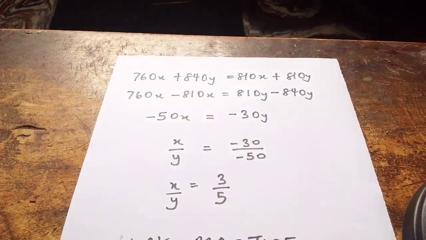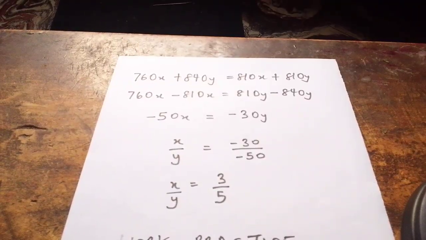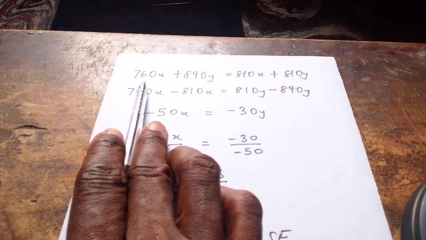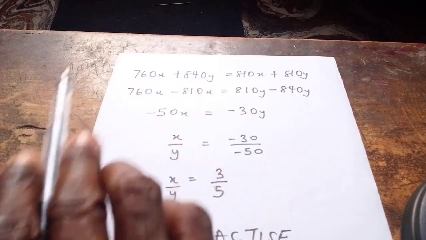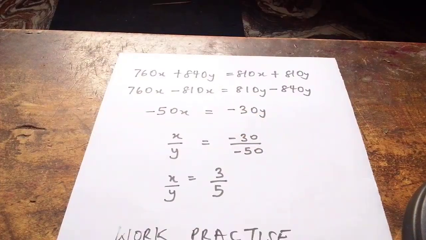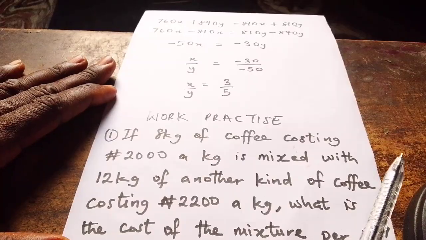So it means that the ratio in which you are going to mix them together, you need to mix, let me say, 3 of 760 naira tea with 5 ratio of 840 naira tea. So by the time you mix them together, the cost price will now reduce to 810 naira. Now let us look at the work practice.